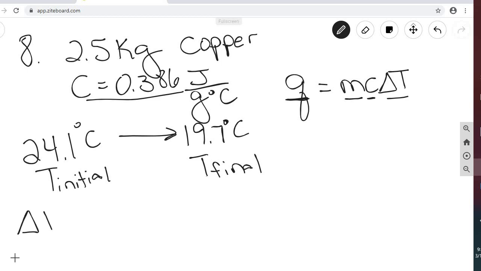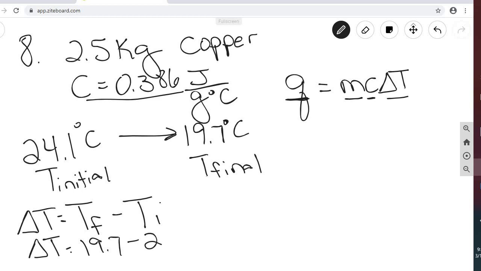So delta T is T final minus T initial. So that's going to be 19.7 minus 24.1 degrees C. So delta T is negative 4.4. It's negative because the temperature decreased. It started at 24 and went down to 19.